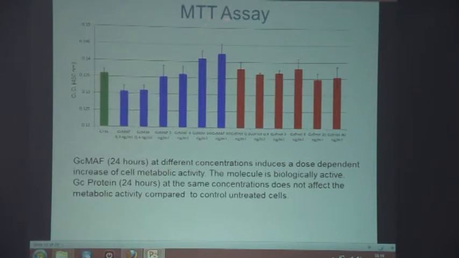Here are the results of the MTT assay. You can see that after a 24-hour treatment at different concentrations, GcMAF induces a dose-dependent increase of the cell metabolic activity. This means that the molecule is biologically active. On the contrary, its precursor, GC protein, at the same concentration does not affect the metabolic activity compared to the control untreated cells.